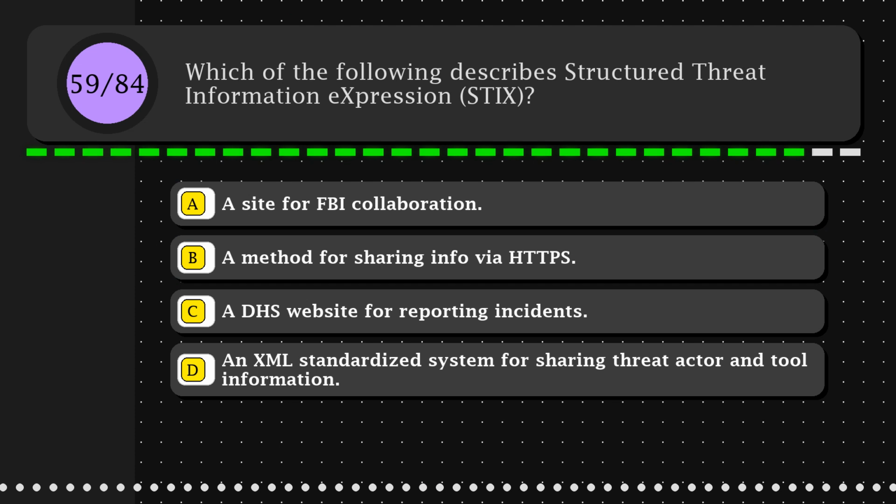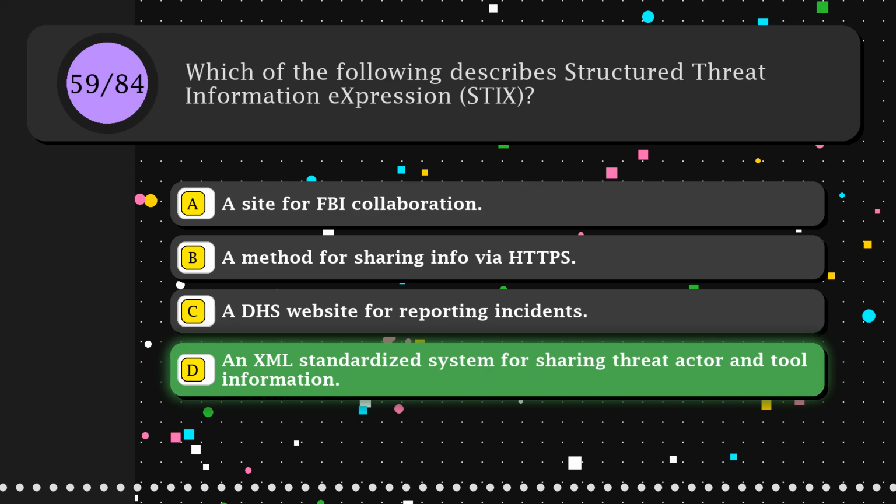Question 59. Which of the following describes Structured Threat Information Expression, STIX? Option A. A site for FBI collaboration. Option B. A method for sharing info via HTTPS. Option C. A DHS website for reporting incidents. Option D. An XML standardized system for sharing threat actor and tool information.